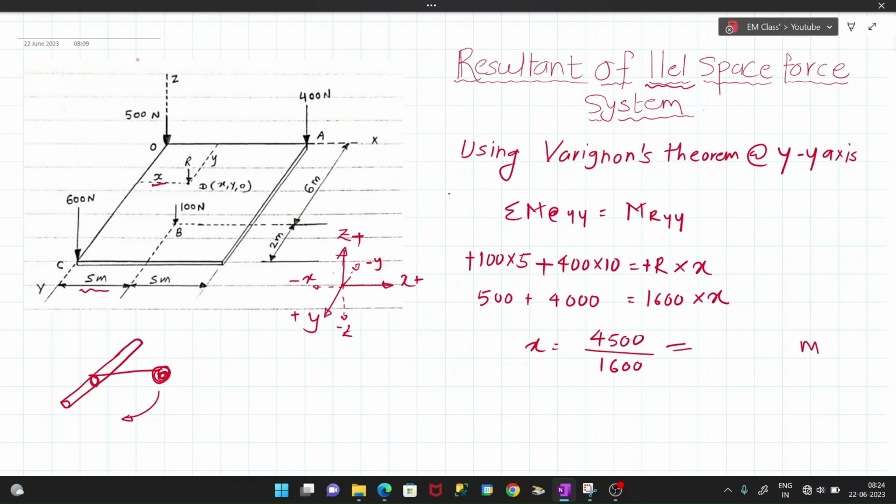Now a similar thing we have to perform again about the x-axis. So how is x coming here? Whatever the meter is, we have to find out here. Next, we have to find out the distance y. So a similar thing we have to do again about which axis? About the x-axis. So it is very important.